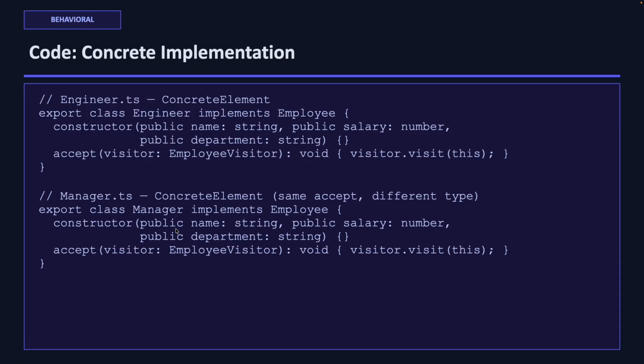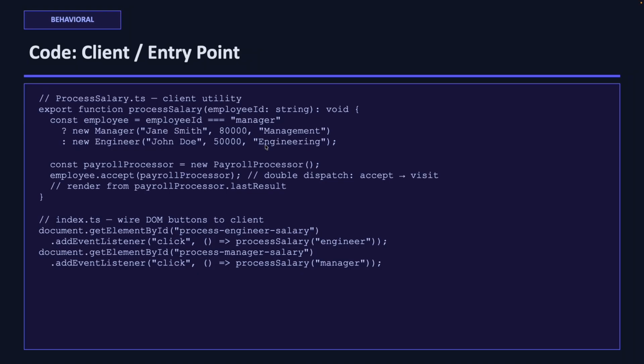This is the first dispatch when you call the engineer accept visitor versus the manager accept visitor. Once we do this at runtime, whichever accept is called is based on that concrete type. Even though you think that they do the same thing, they will be executing different behavior because the concrete type that calls the visitor will be different. And the visitor will be able to pick up on that. This is the entry point, the index TypeScript. This is how it all gets instantiated together in the beginning.